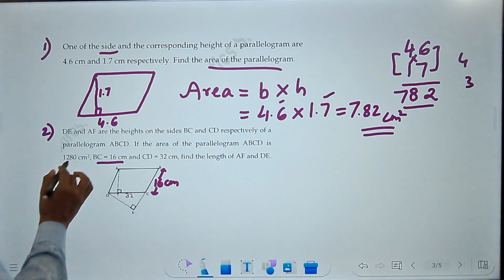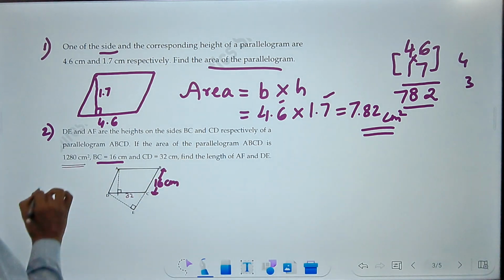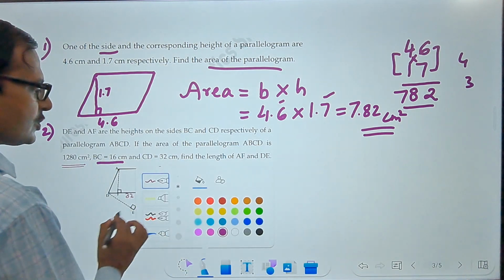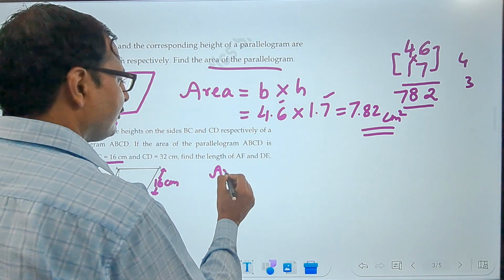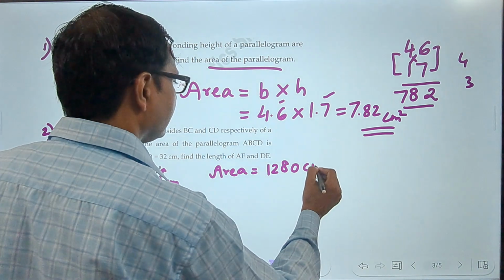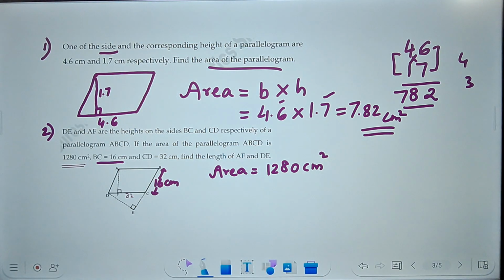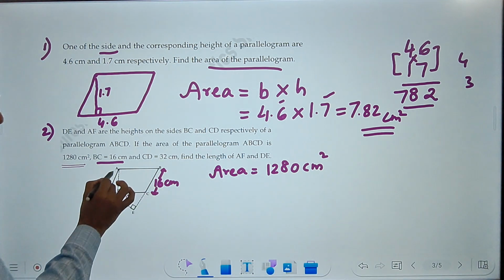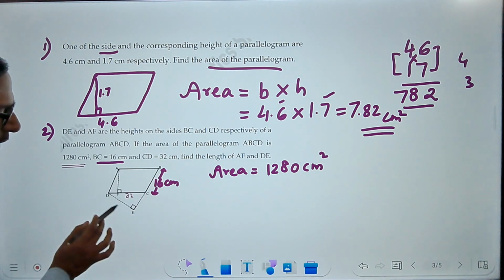And then we have the area of the parallelogram, which is 1280. So let's write it here. Area of parallelogram is given as 1280 centimeter square. Now this is given in the question. Now what do we have to do? We have to find the lengths of the altitudes, that is AF and altitude DE.